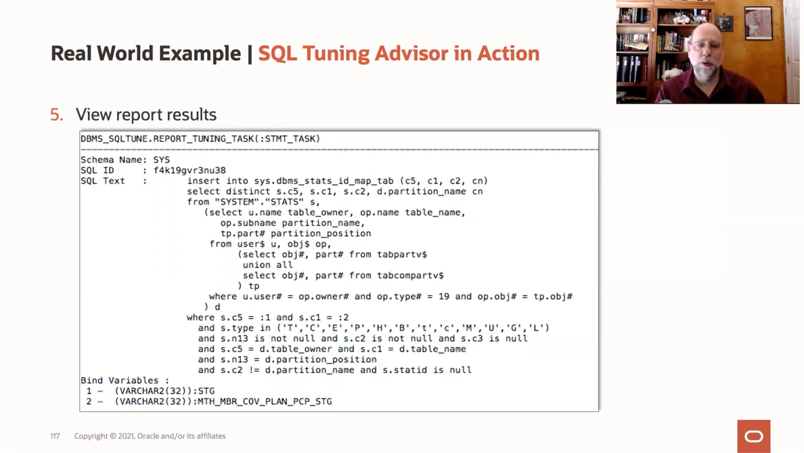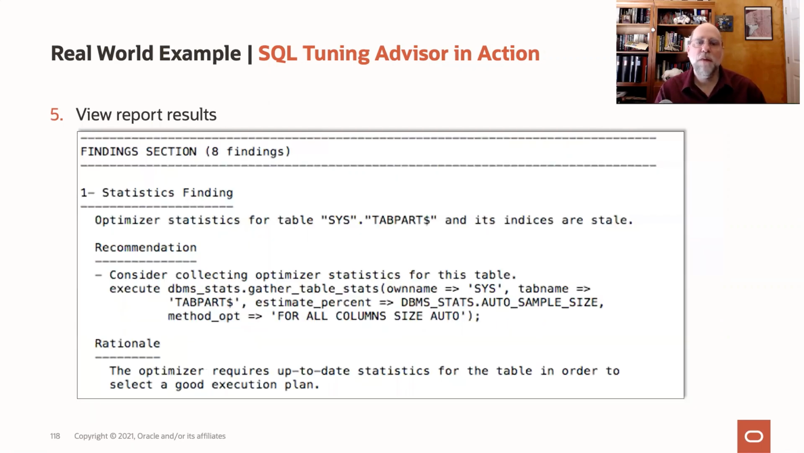The top of the report, of course, is just boilerplate. It's your SQL statement, the bind values used, and then you get to the findings. In this case, we had 8 findings, which fell into 4 different classes. The first type of finding, which you see here, is a statistics finding, telling you to gather statistics on certain tables in the database.